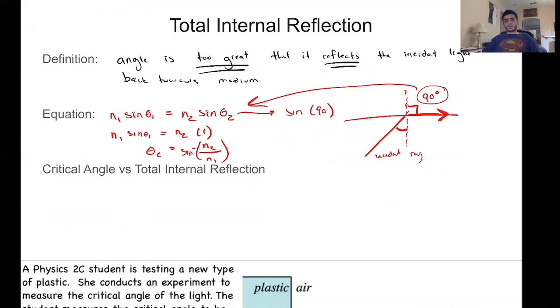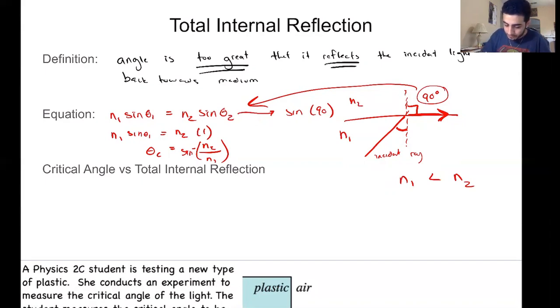So now I have a question for anyone watching. Let's say this is n1, this is n2. What if the index of refraction for the first medium is smaller than the index of refraction for the second medium? So in other words, what if n1 is less than n2? What happens? Can we have total internal reflection? The answer is no. And we can show this algebraically.